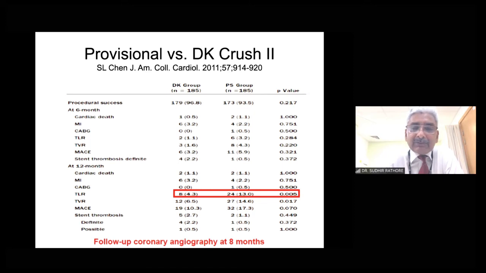The speaker just before me, a professor, has already discussed the studies here. But if you see here, the main difference between provisional and 2-stent in the bifurcation is there's a higher incidence of target lesion revascularization. As you can see here, 4.3% in the DK group compared to 13% in the provisional group, and most of these restenosis or the TLR are from the side branch.